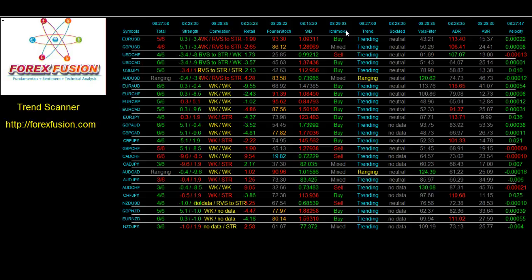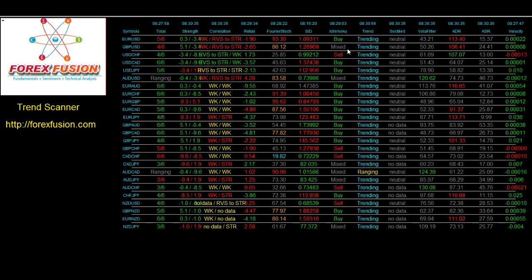The next column is Ichimoku. That is the standard Ichimoku that's built into MetaTrader 4. The way we use it is Ichimoku has 3 components. If all 3 components agree, then that is a nice indicator of a trend, and it'll display here a buy or sell trend if that occurs. If all 3 pieces of Ichimoku do not agree, then we have a mixed condition.